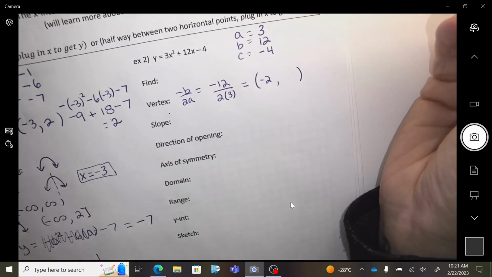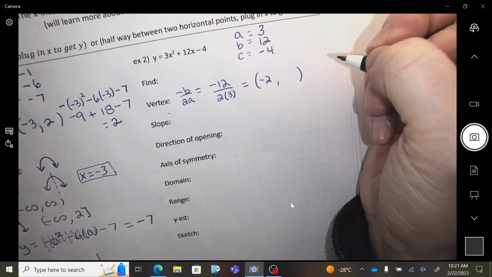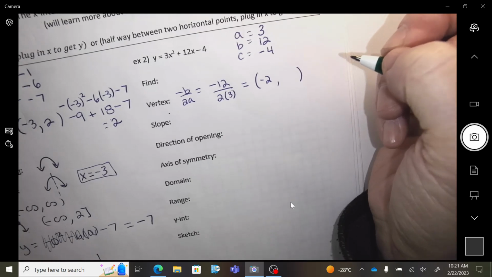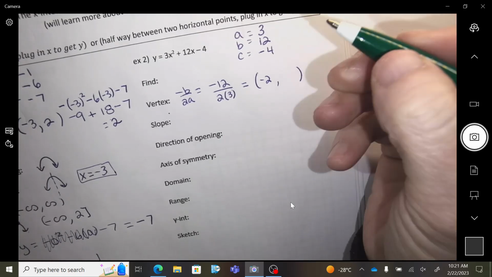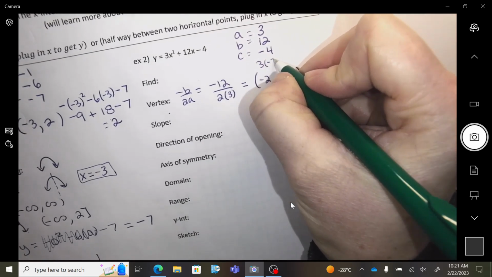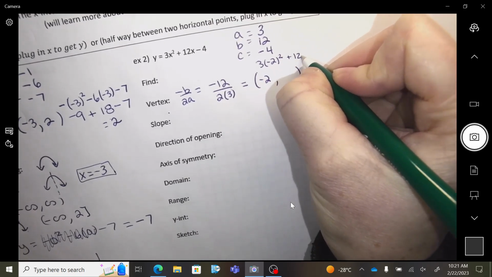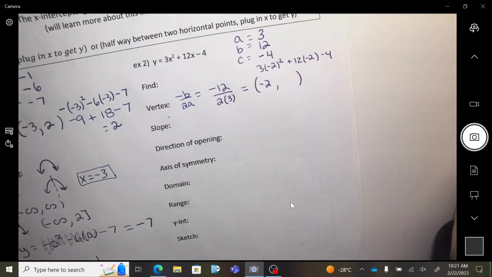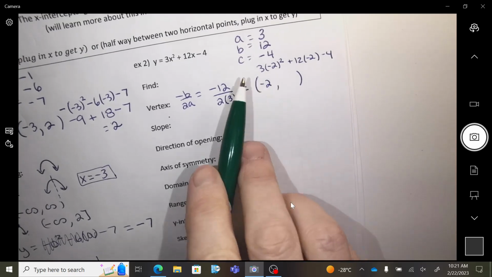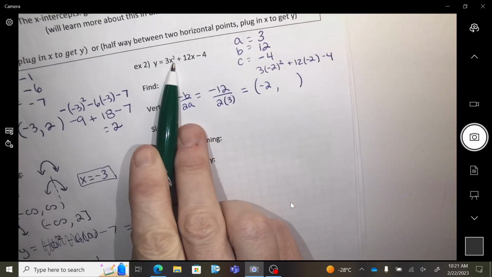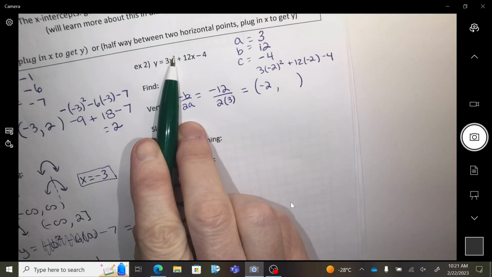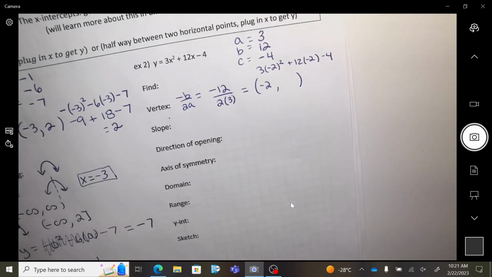negative 2. So now that's the x, so I'm going to plug that x in to figure out what the y would be. So 3 times negative 2 squared plus 12 times negative 2 subtract 4. So that's me plugging it in. It's fine if you're plugging it into your calculator, but you would want brackets around the negative 2. Why is it squared? Because I need to do the x number squared right there. Does that make sense?